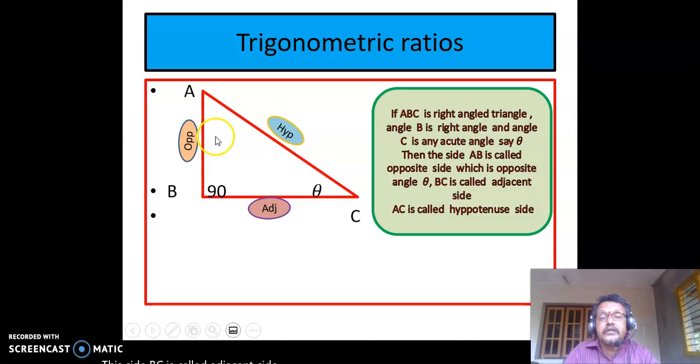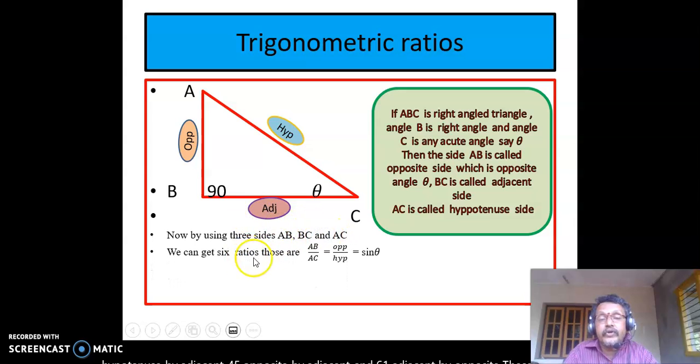Now by using these three sides, we will get 6 ratios: opposite by hypotenuse, and another, hypotenuse by opposite. Similarly, adjacent by hypotenuse, hypotenuse by adjacent, fifth, opposite by adjacent, and the sixth one, adjacent by opposite. These are the 6 ratios. These are called trigonometric ratios. Now consider AB, BC and AC.